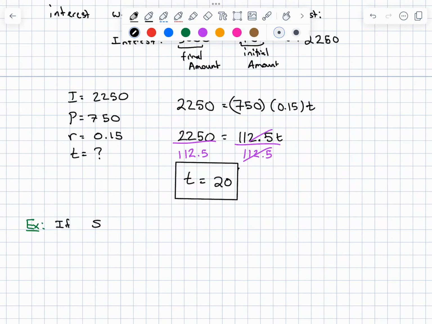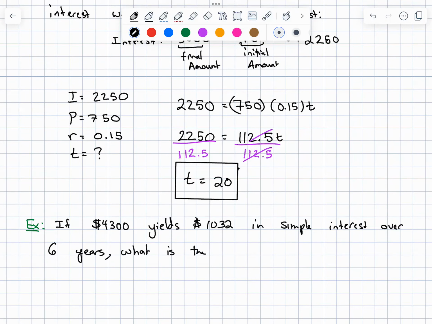If $4,300 yields $1,032 in simple interest over 6 years, what is the APR? I have a deliberate reason for choosing this problem instead of a different one. $4,300 yields $1,032 in simple interest over 6 years, what is the APR?